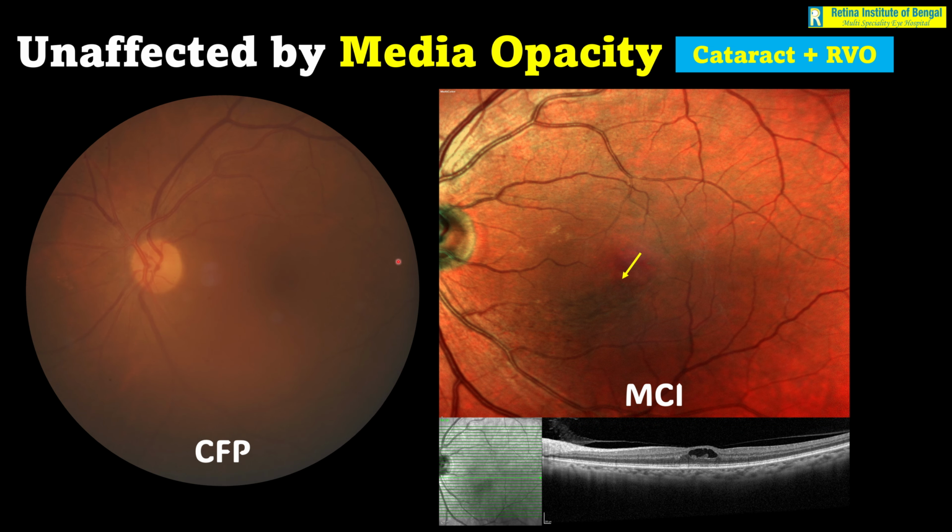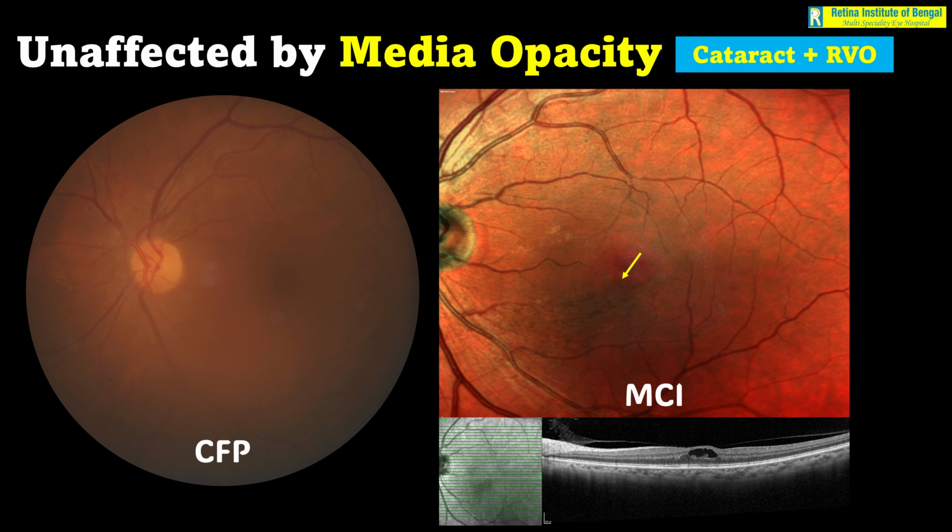Here was another case. This patient again had a dense cataract, grade 2 plus. The color fundus photo appeared normal, but if you can see here, the multicolor image clearly picked up a resolving macular BRVO and cystic changes, which were confirmed on the OCT.